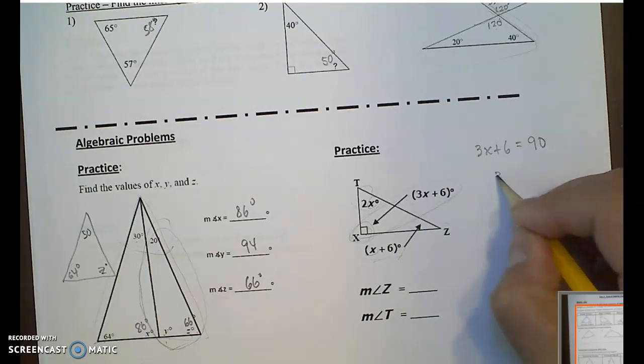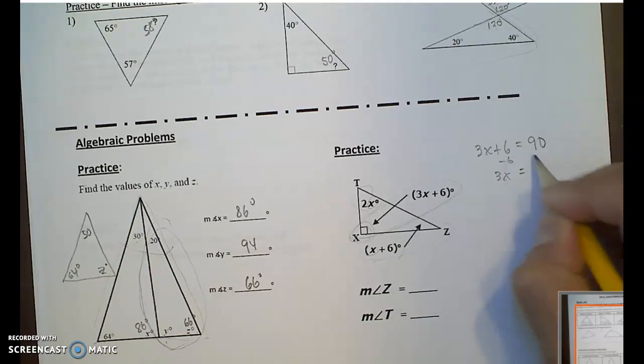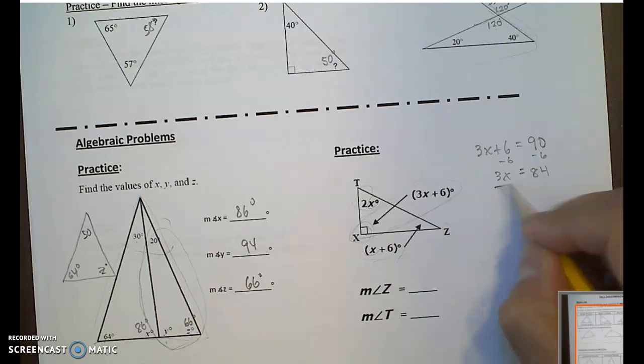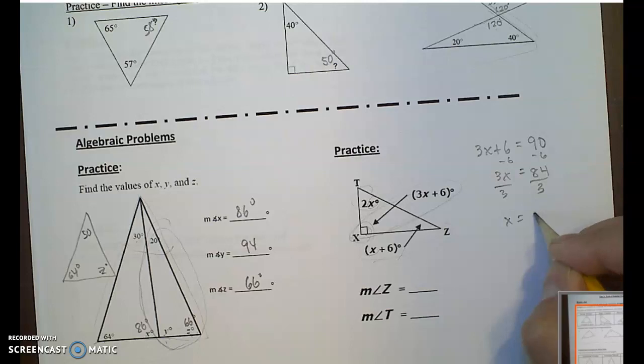So you guys know how to do this. We're going to subtract 6 from both sides. So I have 3x is equal to 84. Divide both sides by 3. I get x is equal to 28.